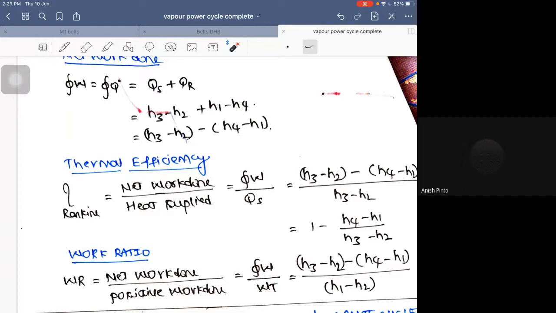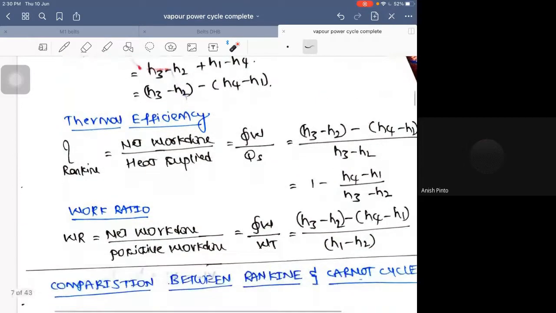So turbine work takes place from 1 to 2. For work, it is initial minus final, 1 to 2. Therefore, it is H1 minus H2, which I have written here. This is how you calculate your work ratio. Any doubts here, guys? Any doubts?